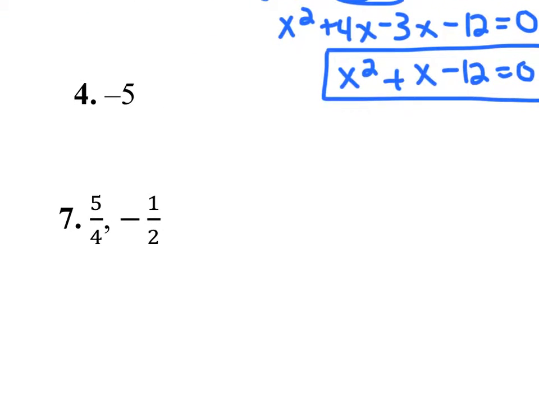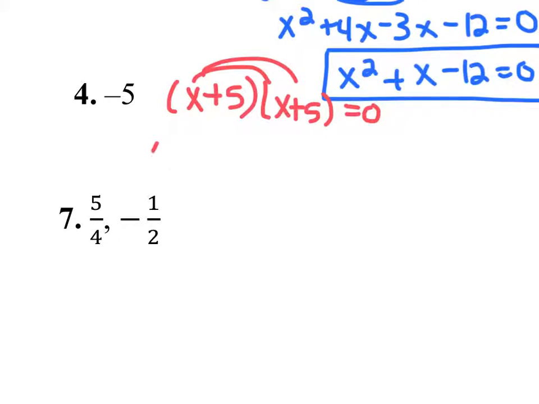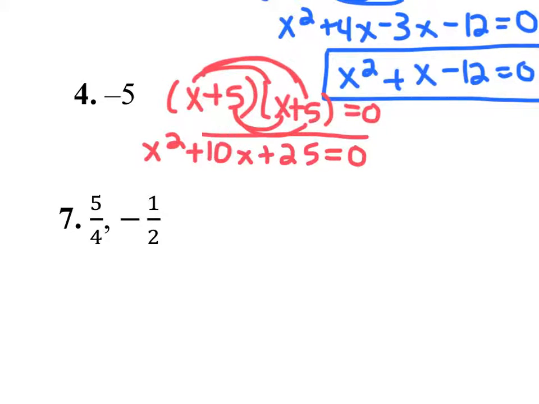Number 4. This one only has one answer, so what binomial factor would give me x equal to negative 5? That would be x plus 5. But that's not a quadratic, so we have to have another binomial factor, but we can't have a different answer. So we've got to have the same binomial factor because that will give us the same answer. This is a perfect square trinomial, so if you know the pattern, you'll get a 5x from this product, another 5x, a total of 10x, and then plus 25, equal to 0. And everything's an integer, so we're good.